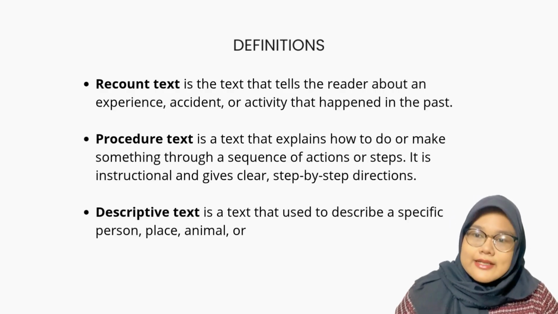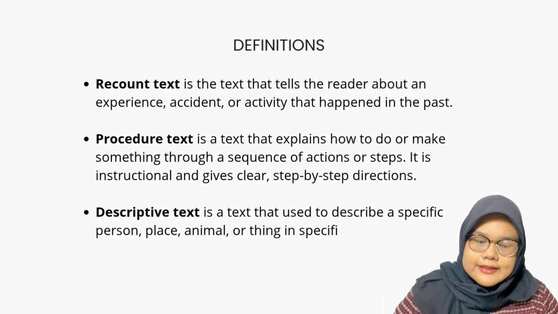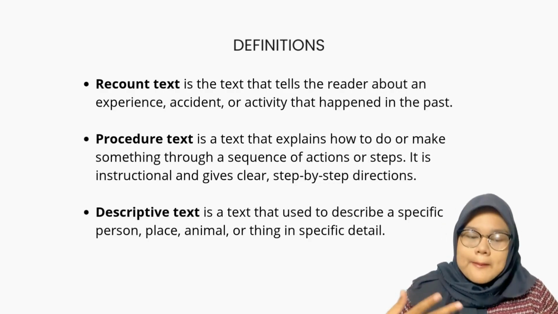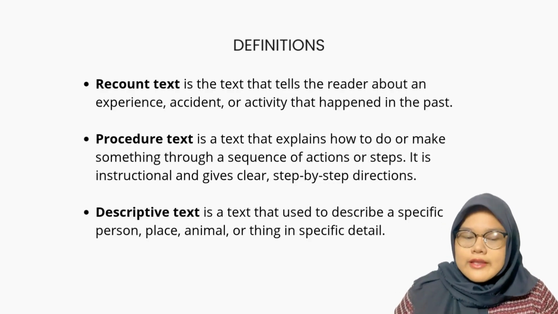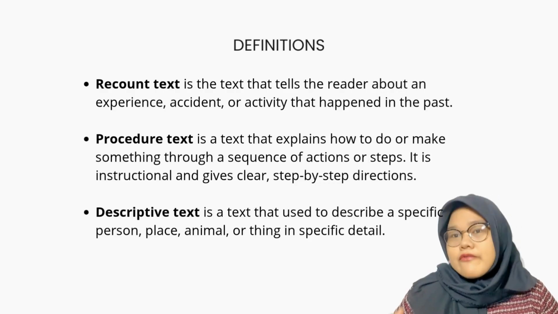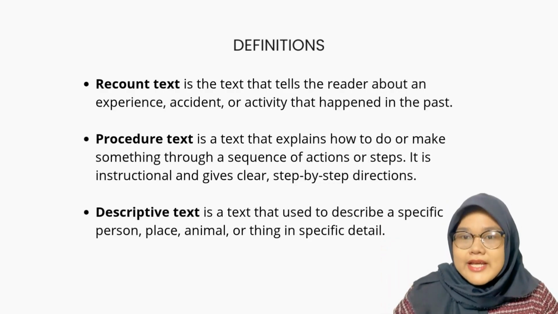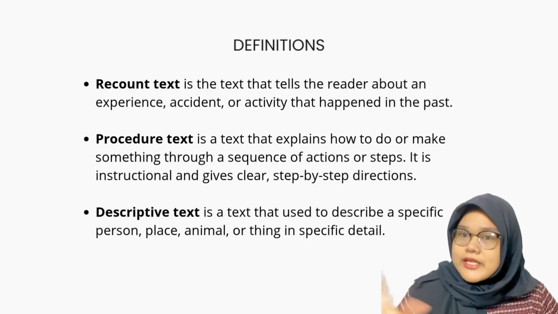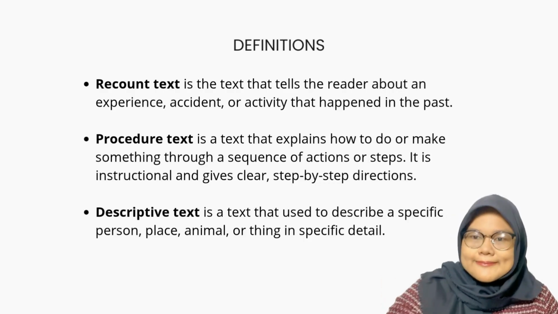And the last is descriptive text, which is a text that describes a specific person, place, animal, or thing in specific detail. It paints a picture with words so the reader can visualize the subject in their mind if there's no picture provided in the text.